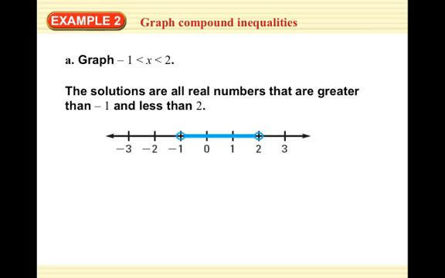Because they're both strictly less than, we use open circles for both endpoints. So we have an open endpoint at -1, an open endpoint at 2, and we indicate that all the values in between are solutions to that compound statement.